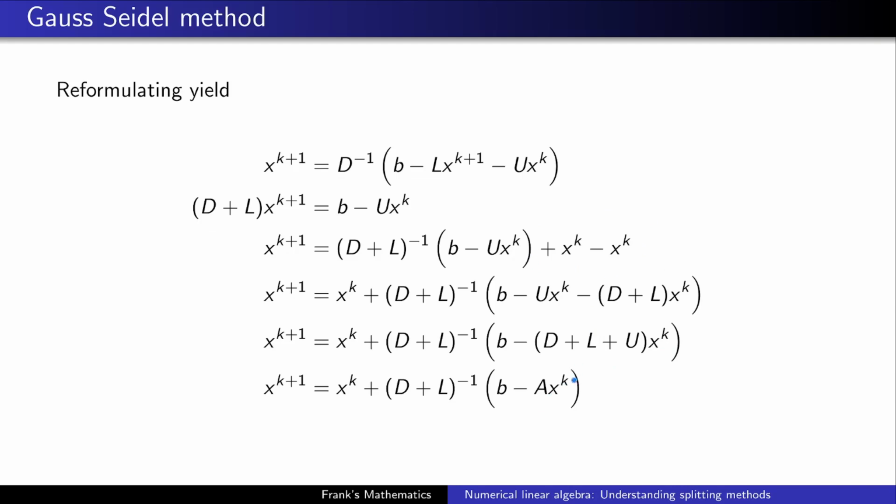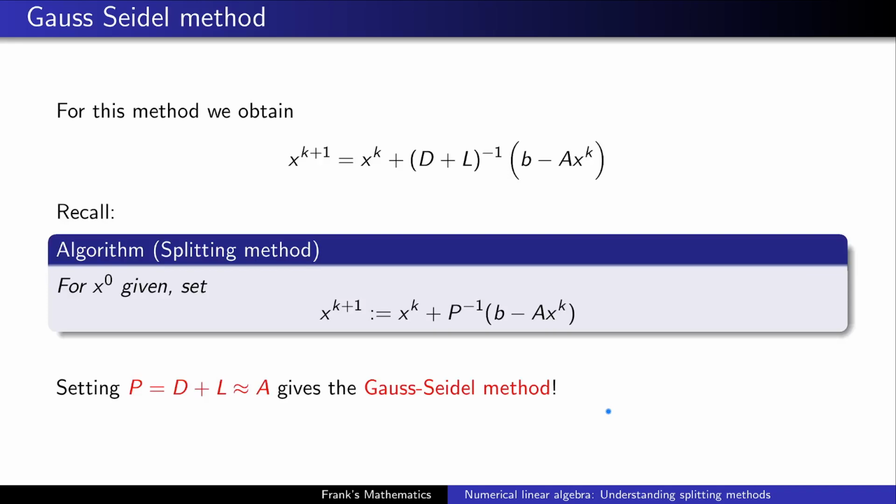We have formulated our Gauss-Seidel method into our general framework, which allows us now to see that if we choose P to be the diagonal matrix plus the lower part of the matrix L, we end up with the Gauss-Seidel method. You can compare it here. And of course, D plus L is a much better approximation of A than just the diagonal elements, which it was for the Jacobi method. So in fact, this is a much better method than the Jacobi method, of course.